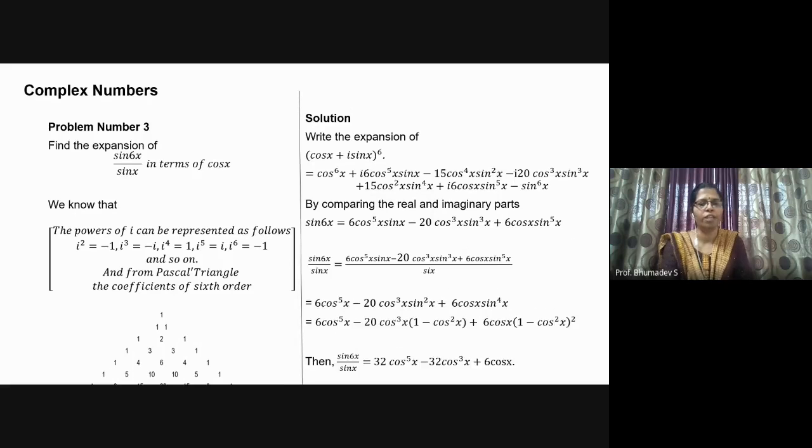The same way we are supposed to write it for the third sum. They are asking us to find the expansion of sin 6x upon sin x in terms of cos x. All the steps are the same, but we are supposed to divide on both the sides by sin x. Then again replace sin square in the form of 1 minus cos square and combine the terms of like power. Then the expression of sin 6x upon sin x can be written as 32 cos to the power of 5x minus 32 cos cube x plus 6 cos x, meaning sin 6x upon sin x in terms of cos. The simplified form is this.